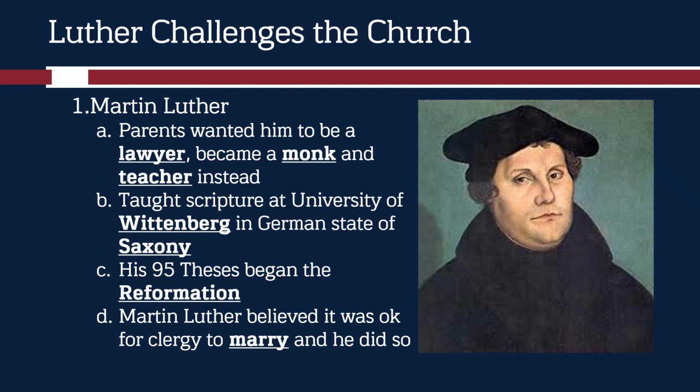And this is where we introduce our main character, Martin Luther. Now, growing up, Martin Luther's parents wanted him to become a lawyer, but instead he became a monk and a teacher at university. He begins teaching scripture at the University of Wittenberg in the German state of Saxony. And he is going to draft a list of 95 theses, which are going to be 95 problems that he noticed within the Catholic Church, and he wanted to correct. He wanted to reform these issues.